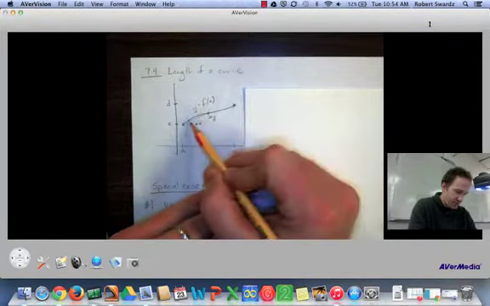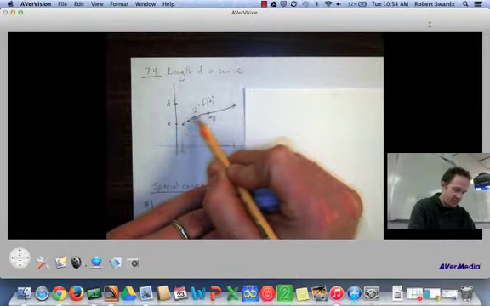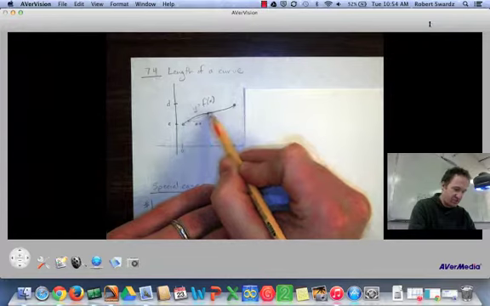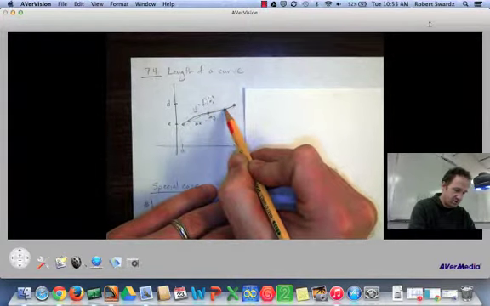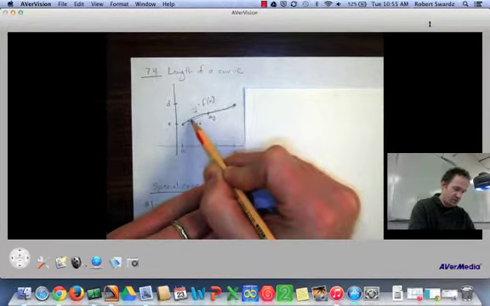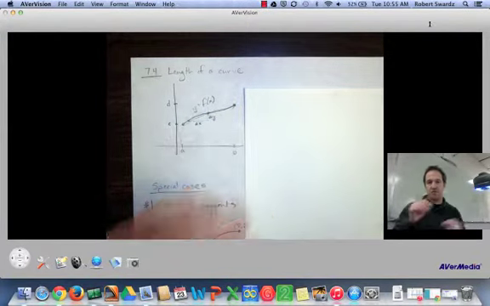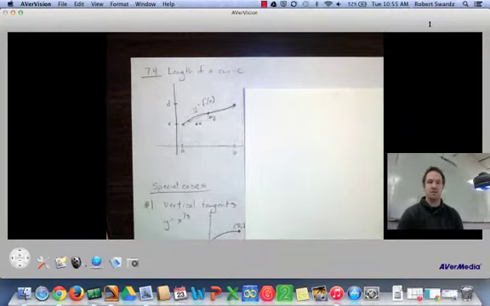But we can approximate the length of this curve, which I've called y equals f of x, by using a series of straight lines. We just connect a bunch of straight lines together where the endpoints are on the curve, and the length of those straight lines approximates the length of the curve.